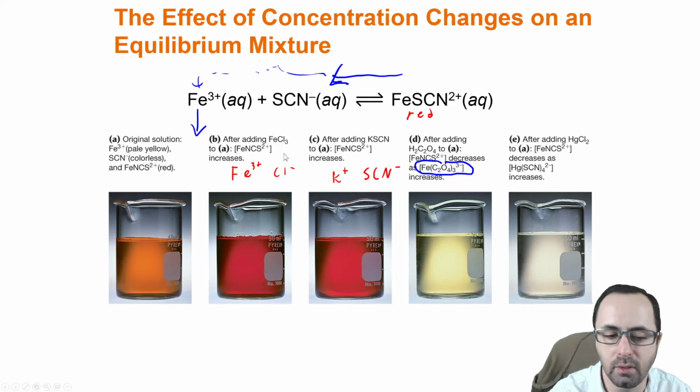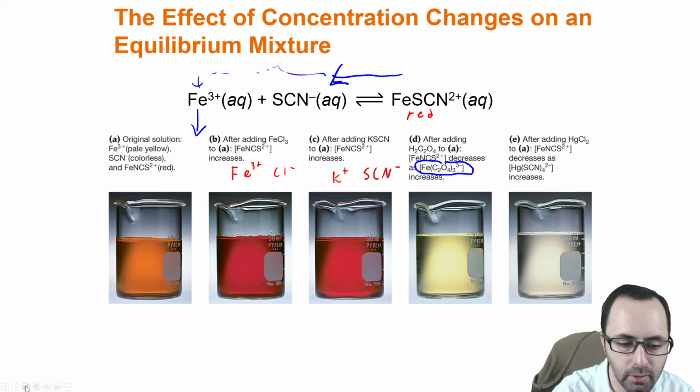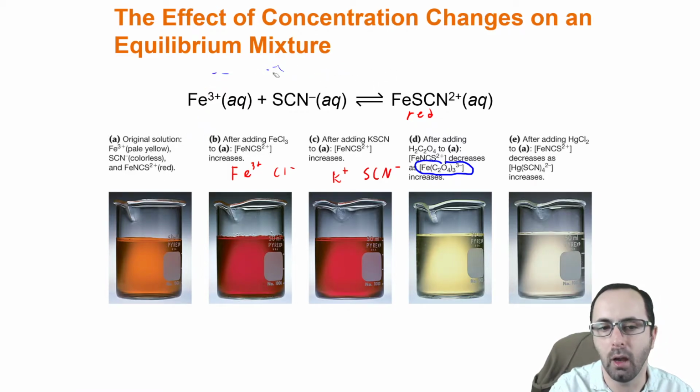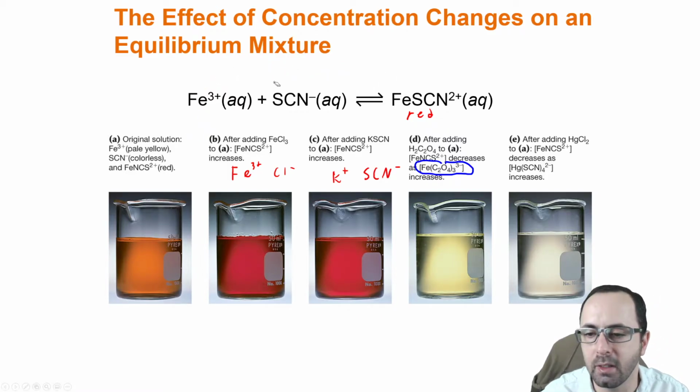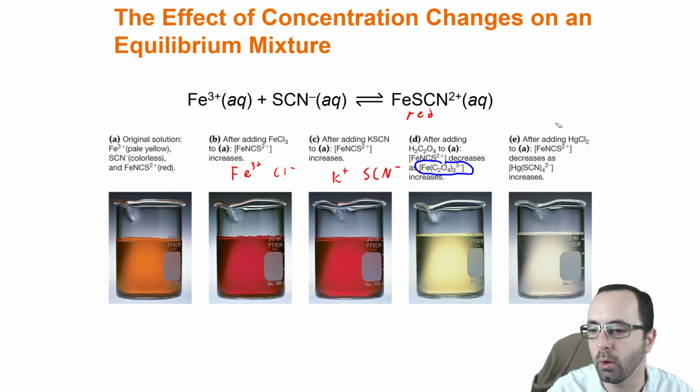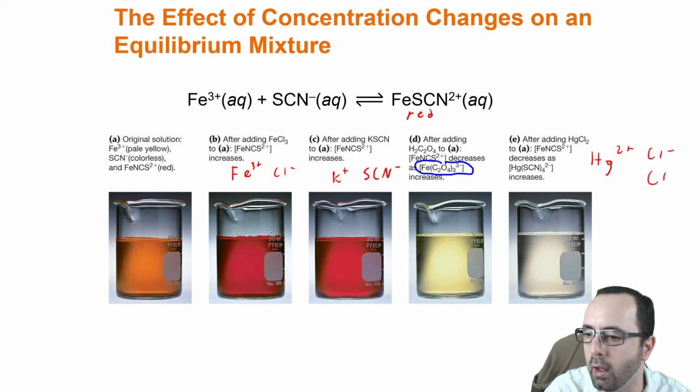Now, one more example here is if we add mercury ion. Again, you're not expected to know exactly what this mercury ion is going to do, but we're adding mercury(II) chloride here, which is going to dissolve. It'll make Hg2+ ions and 2 chloride ions. But what's important here is the mercury ion.